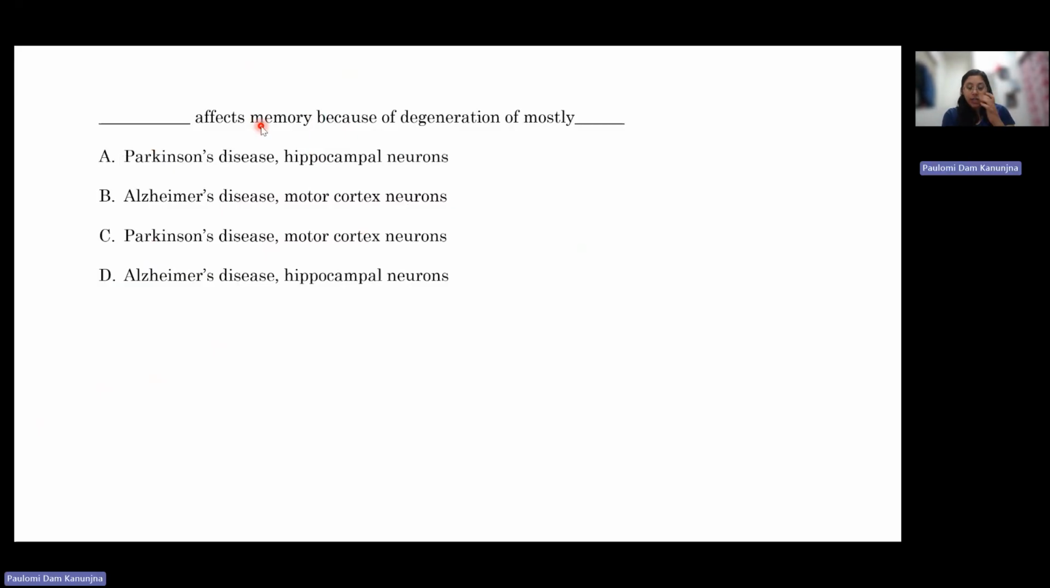Like I said, look at the key term. The key term here is memory. And we have discussed the disorders which are related to memory. So think of it like this and then answer the question.